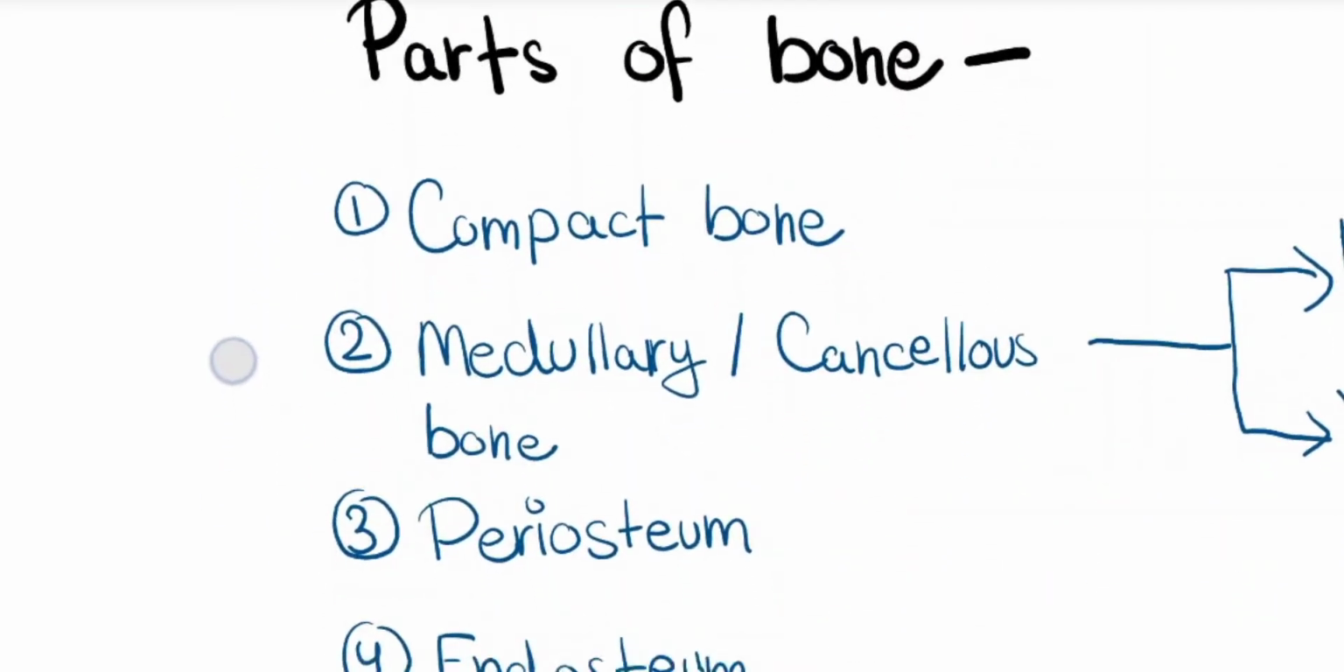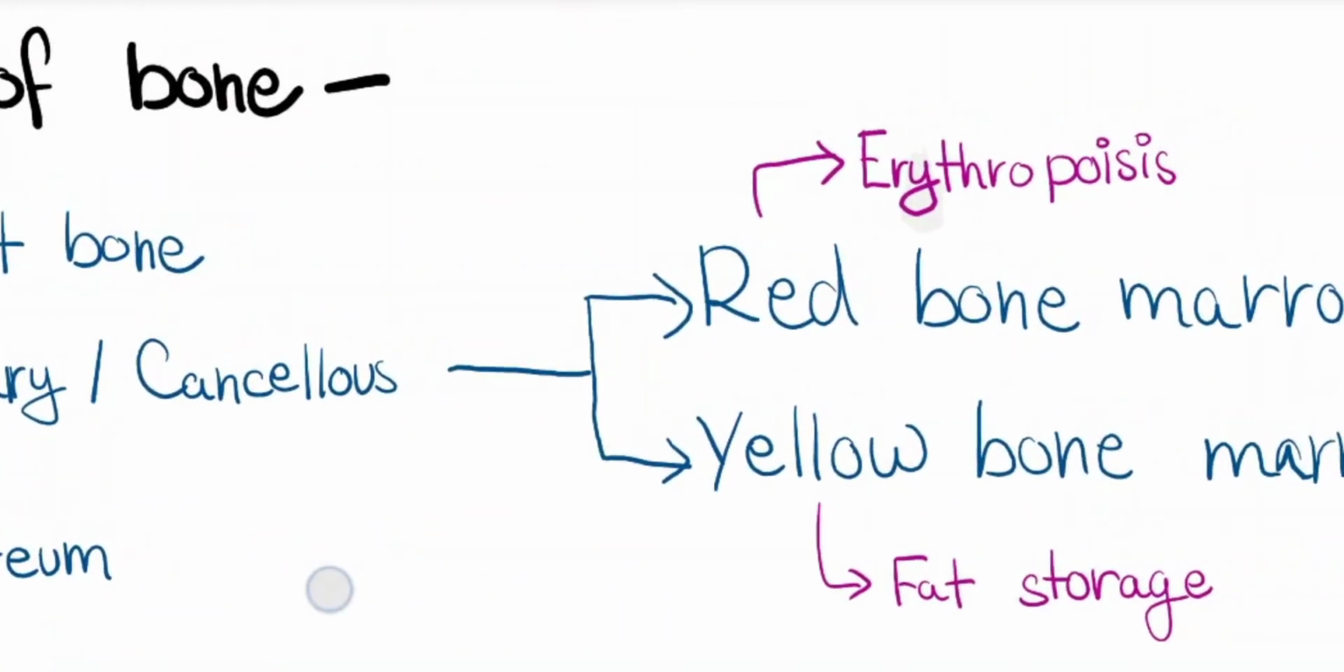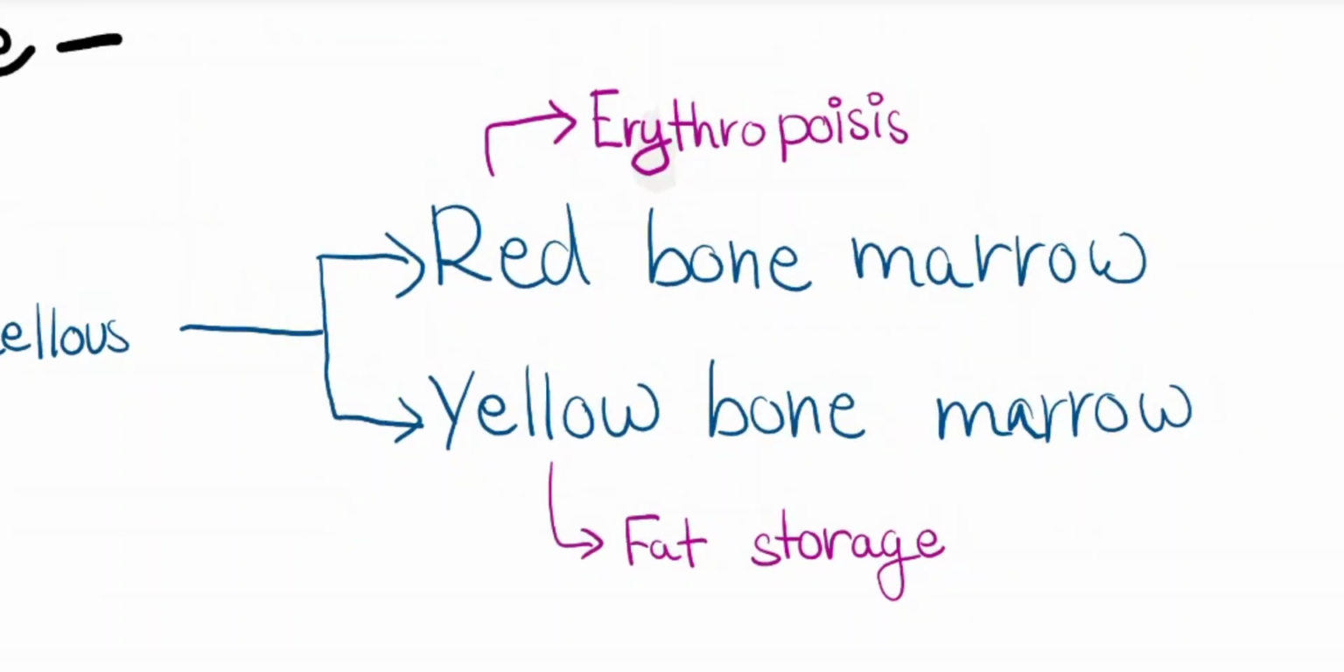Parts of bone. The outer hard mineralized covering of bone is called compact bone. The spongy inner layer is called medullary or cancellous bone, which houses bone marrow, which is of two types, red bone marrow and yellow bone marrow. Red bone marrow helps in erythropoiesis or cell formation. Yellow bone marrow helps in fat storage.